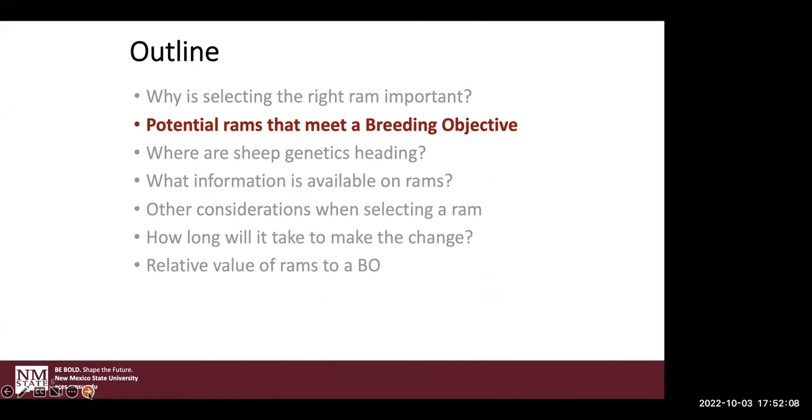So, the potential rams can bring to meet your breeding objective. The breeding objective is effectively the same thing as your production goals. So that's one thing to think about. It does require making a list, and that helps you focus on the traits that you want to look for when you're selecting rams. Next slide.